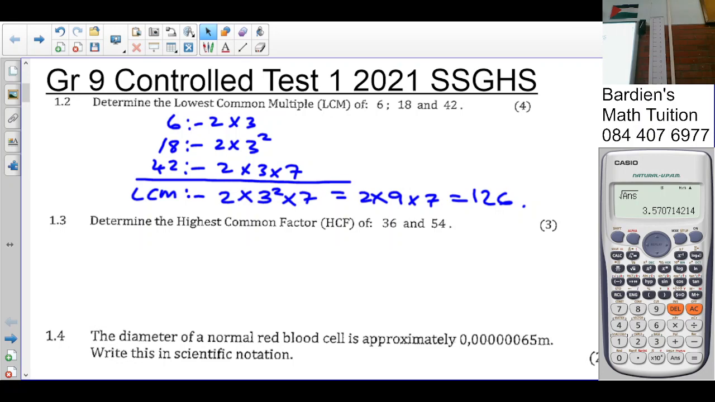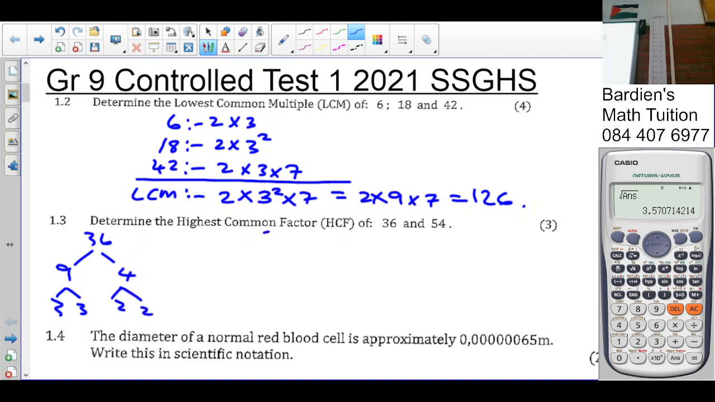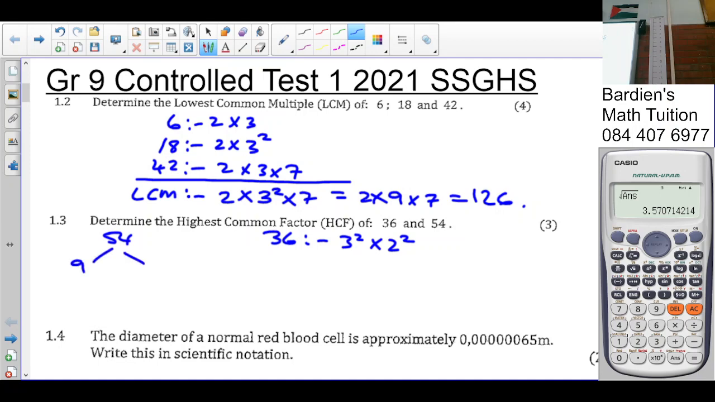It says determine the highest common factor. So 36, I can do it in either the decomposition method or otherwise. So 9 times 4, not so, which is 3 squared and 2 squared. So 36 can be written as 3 squared times 2 squared. 54, I can also break it up in the decomposition method, or I could use the ladder method. It is 9 times 6, which is 3 times 2 and 3 squared, or 3 times 3. So that is going to give you 54. It's going to give you 2 times 3 cubed.